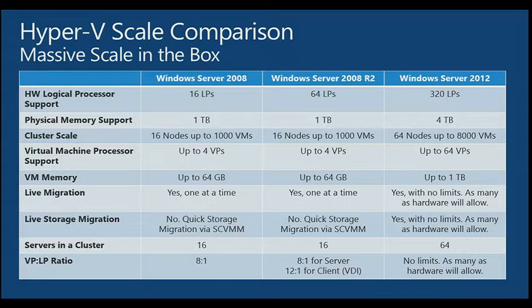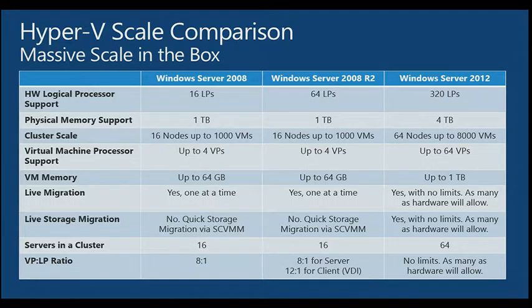And for virtual processors, so for our virtual machines, up to 64 virtual processors in a VM, which is massive, and up to a terabyte of VM memory in a VM. So, massively scalable VMs.